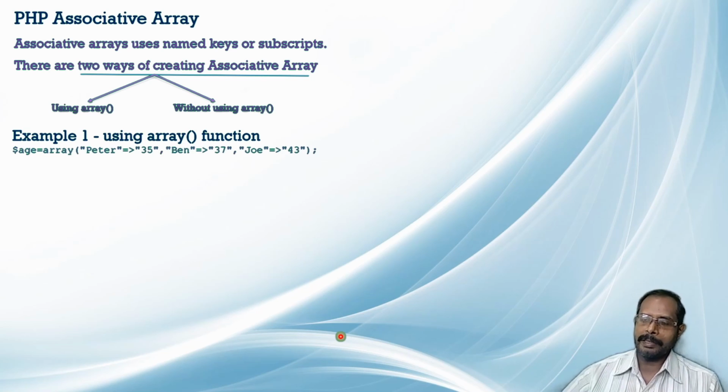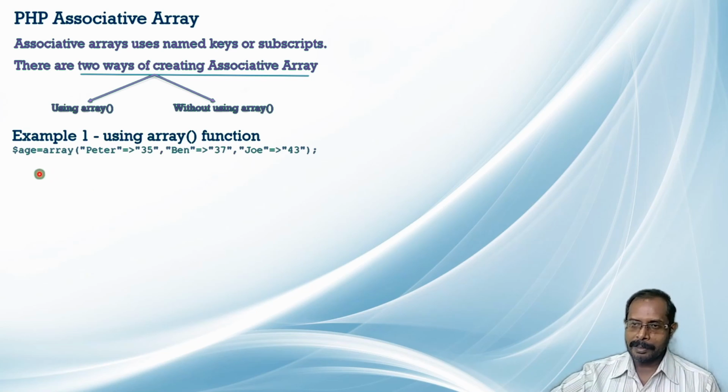Look at this statement. The statement says something like $age is equal to array of Peter 35, Ben 37 and Joe 43. Remember, an associative array uses named keys. Here the keys are Peter, Ben and Joe. Age is the name of the array. These values 35, 37 and 43 are the values assigned to the keys Peter, Ben and Joe.